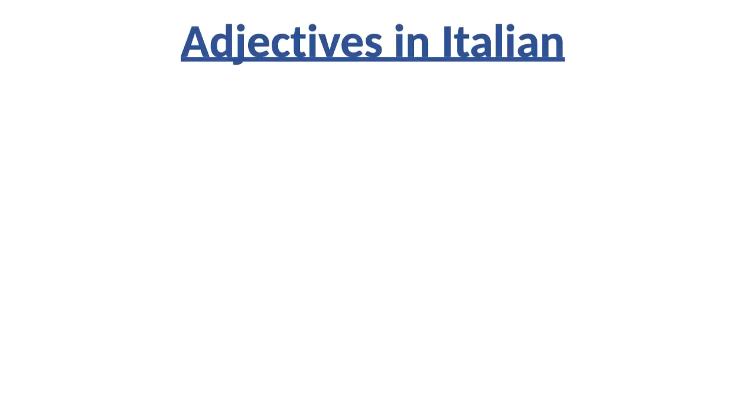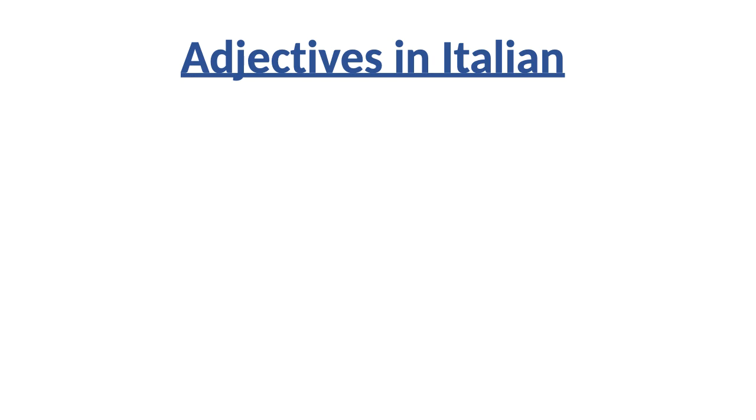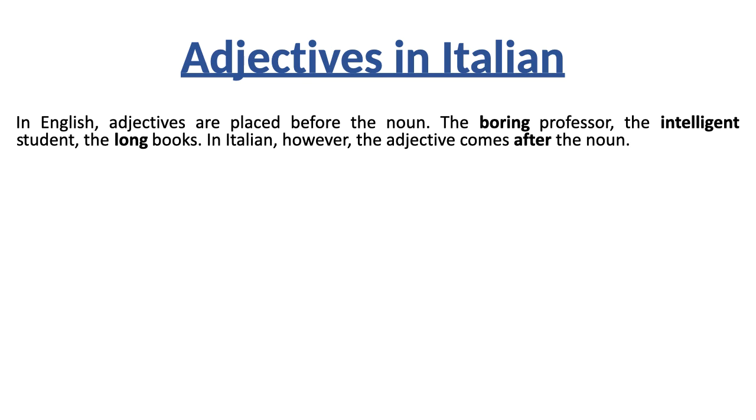Now, how do they work in Italian, which is our main interest for this video? First, we need to notice where adjectives are placed in sentences in English so that we can compare this to Italian, right? So look at these examples. The boring professor, the intelligent student, the long books, right? So in English, you typically have the adjective before the noun. You don't say the professor boring, you say the boring professor, right? In Italian, the order is different. In Italian, the adjective comes after the noun.